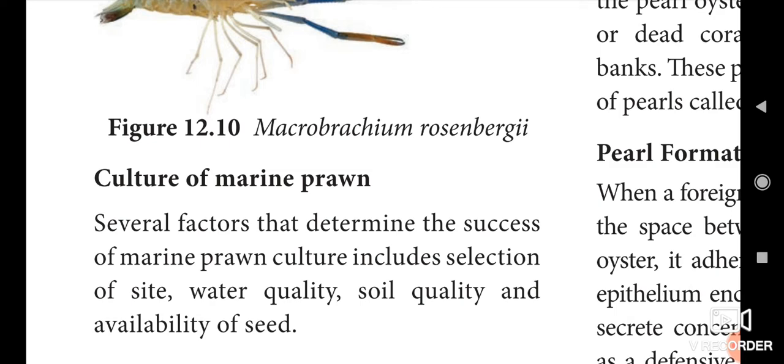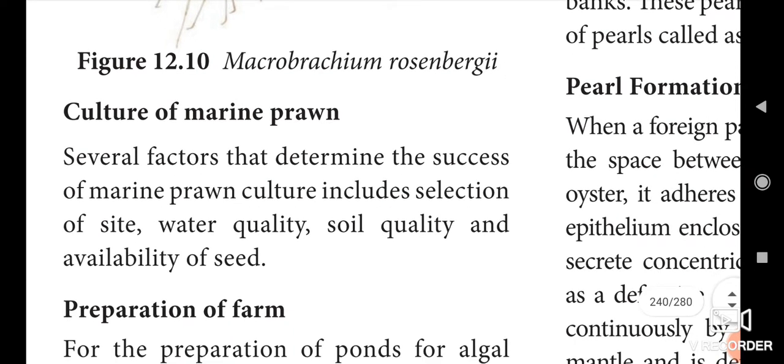First we see the culture of freshwater prawn. Next we see the culture of marine prawn. Here the several factors that determine the success of marine prawn culture include the selection of site and water quality.